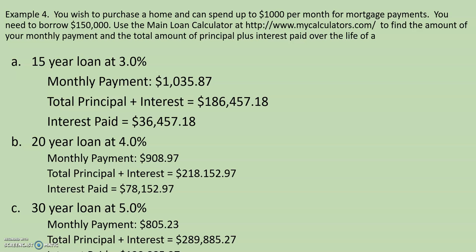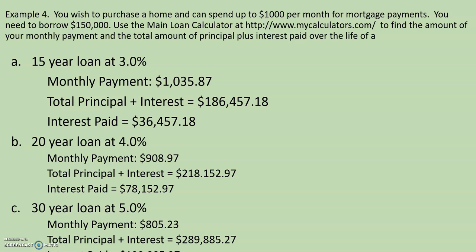20-year loan, you can see the interest rate increased from 3% to 4%. You're paying 5 years longer on the loan. Your monthly payment decreases to $908.97. Principal plus interest is $218,152.97. And your interest paid is $78,152.97. Higher interest rate, paying another 5 years, your interest paid increases.